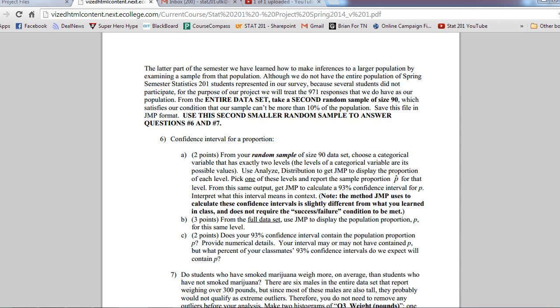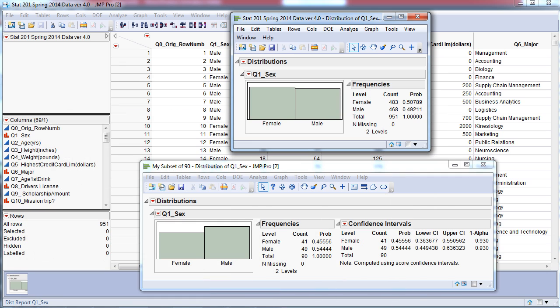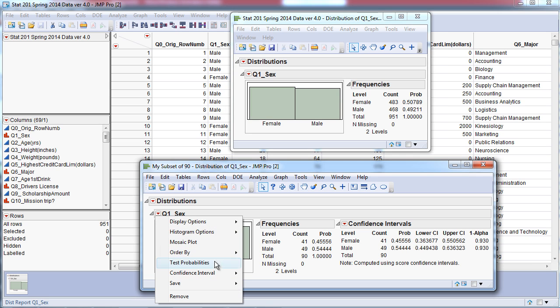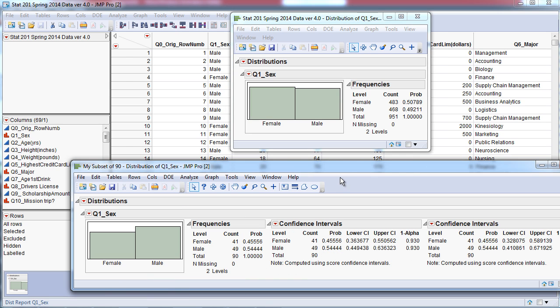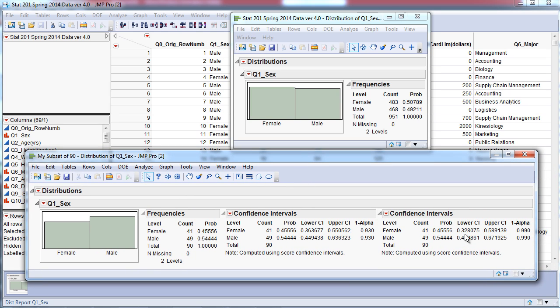Definitely contained in there. Your intervals may or may not contain it, but what percentage of your classmates' intervals would you expect? And this is where the understanding of confidence intervals is important. When we go from a 93 to 95 to 97 to 99, the confidence intervals will keep getting wider. So let's go over here to confidence interval and make a 99% confidence interval. If you notice, it's now going from 32 to 58. So we would only expect, if you think about it, I'm not going to state the answer, I want you to think about it and how to phrase it. When we go to a higher confidence level, we expect more intervals to contain it.